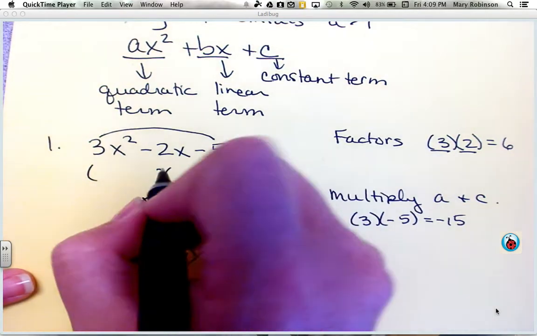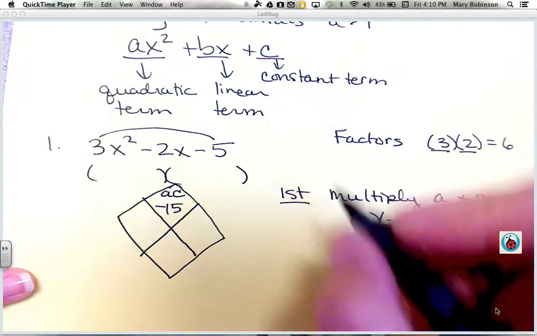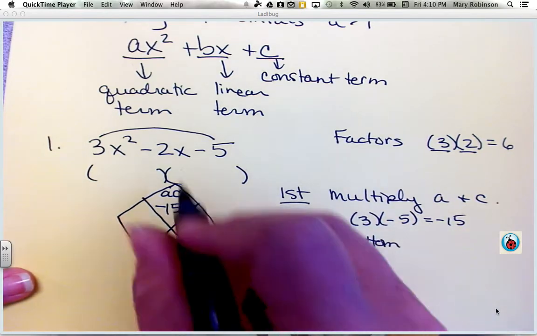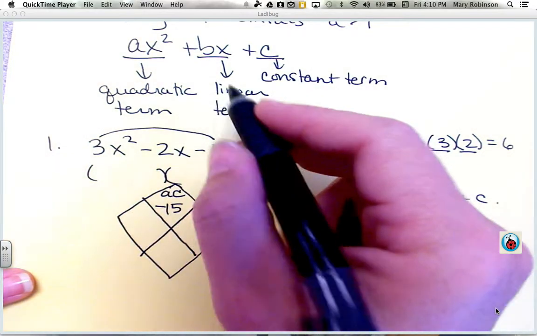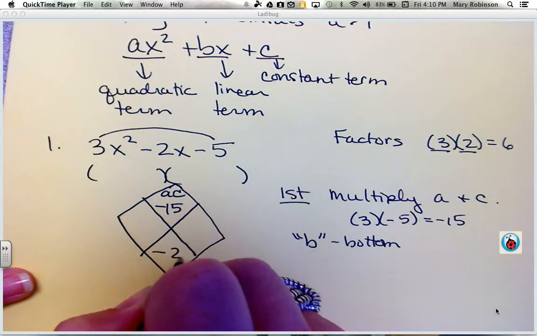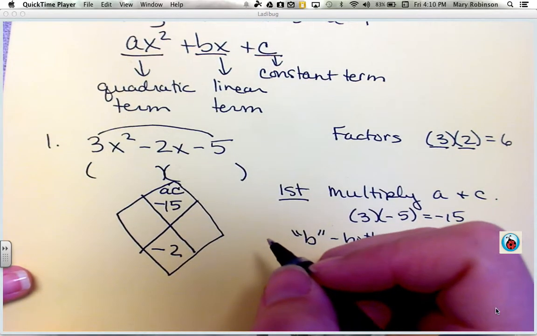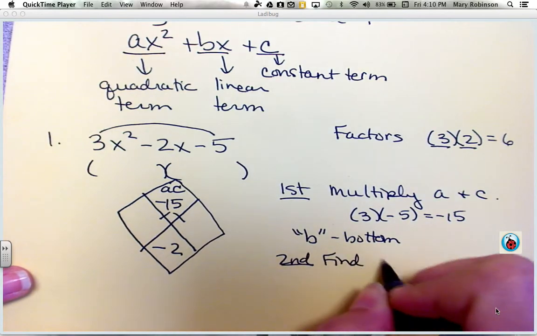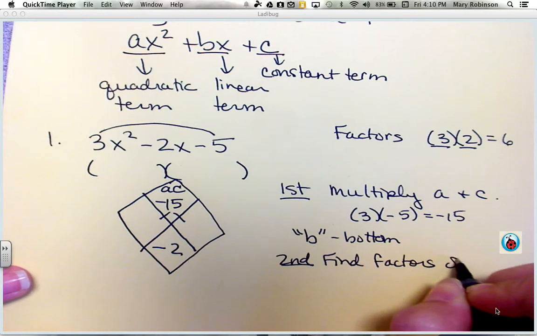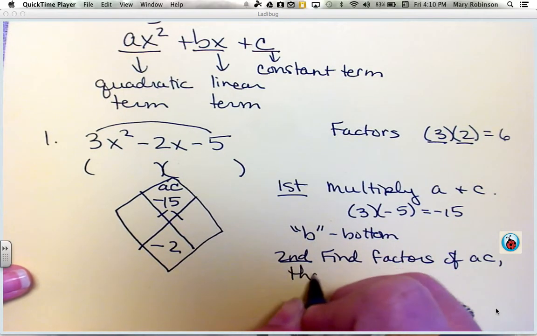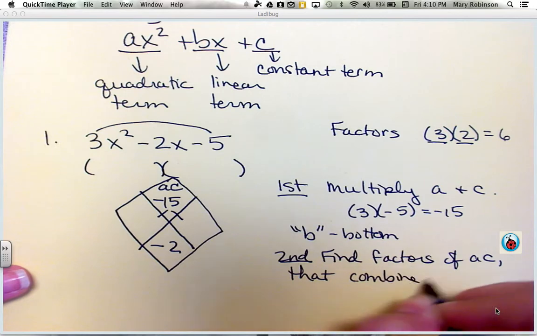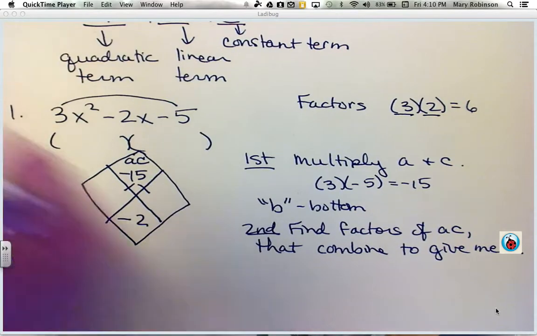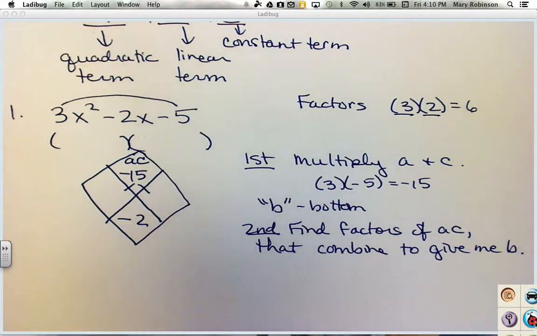Next, I always put my b value in the bottom. So think b, bottom. So my b value, which is negative 2, the coefficient of my linear term, will go down here in the bottom. My next step is to find factors of ac that combine to give me b.